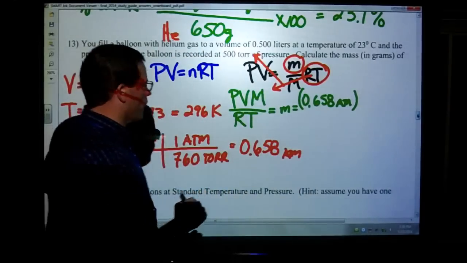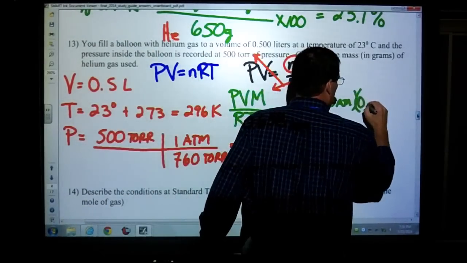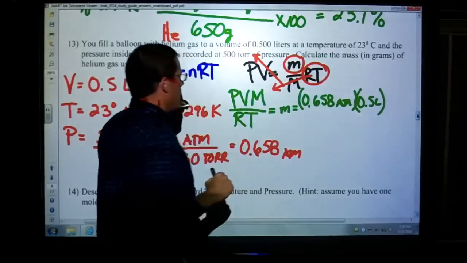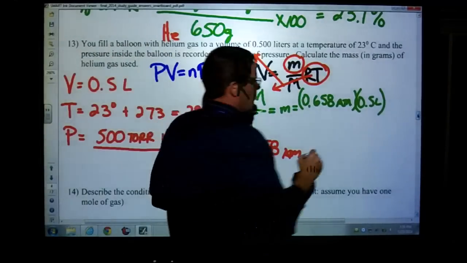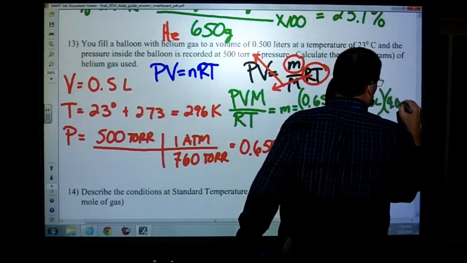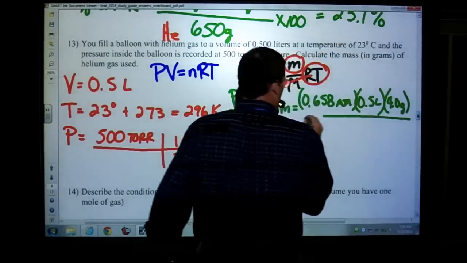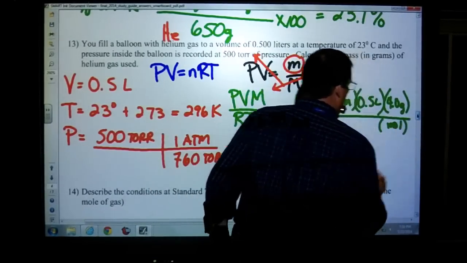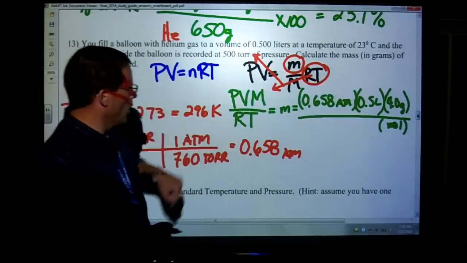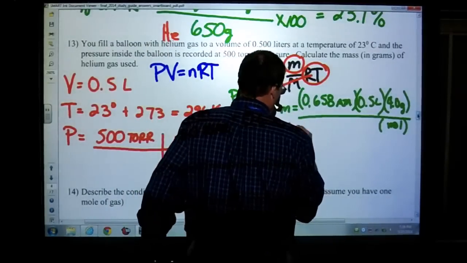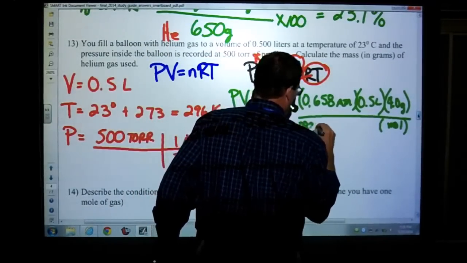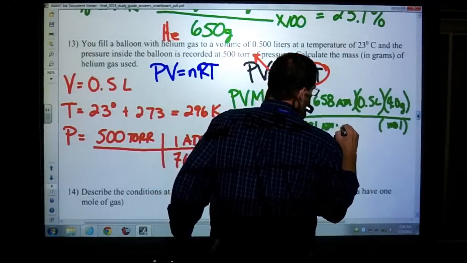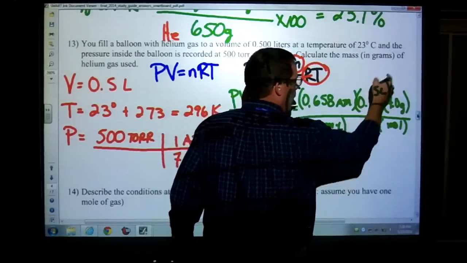My volume is 0.5 liters. My molar mass is 4 grams. And again, I get that from the periodic table. 4 grams per mole, so I'll put the mole right there. My R, I'm using atmospheres, so 0.0821 atmosphere liter. I'm going to put that mole Kelvin right up here.